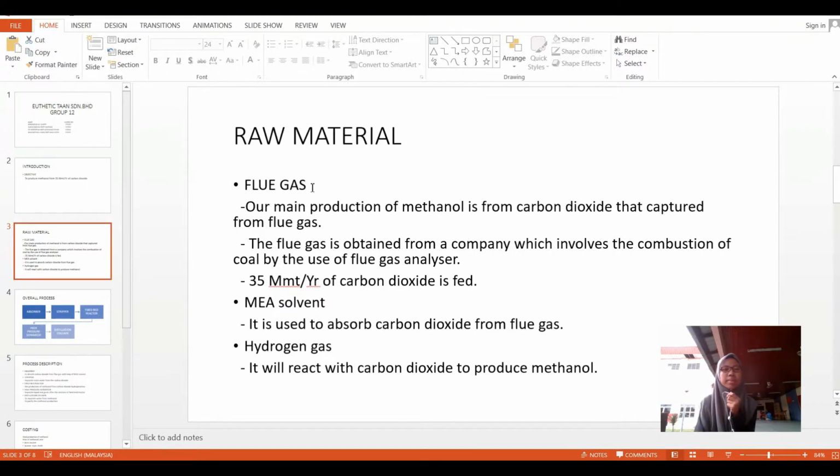For flue gas, our main production of methanol is from carbon dioxide captured from the flue gas. The flue gas is obtained from a company which involves the combustion of coal by the use of a flue gas analyzer. And 35 million metric ton per year of carbon dioxide is our feed. For MEA solvent, monoethanolamine, it is used to absorb carbon dioxide from the flue gas. And hydrogen gas will react with carbon dioxide to produce methanol.